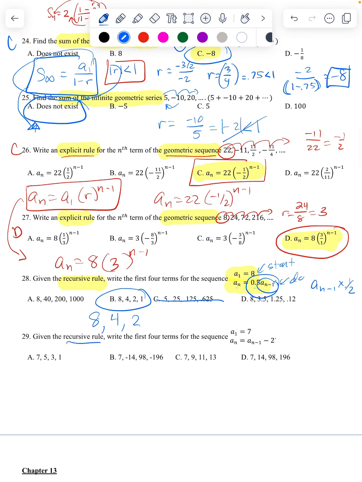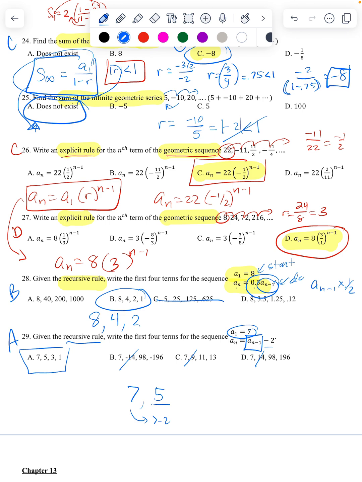Same thing, recursive. This tells me the first number is a 7, so all of them have that. This is saying take the number before that and subtract 2. So to fill this blank, I take the number before that and subtract 2 and fill it with a 5. So this is out, this is out, this is out, this is the only one in. 29 is going to have to be A.